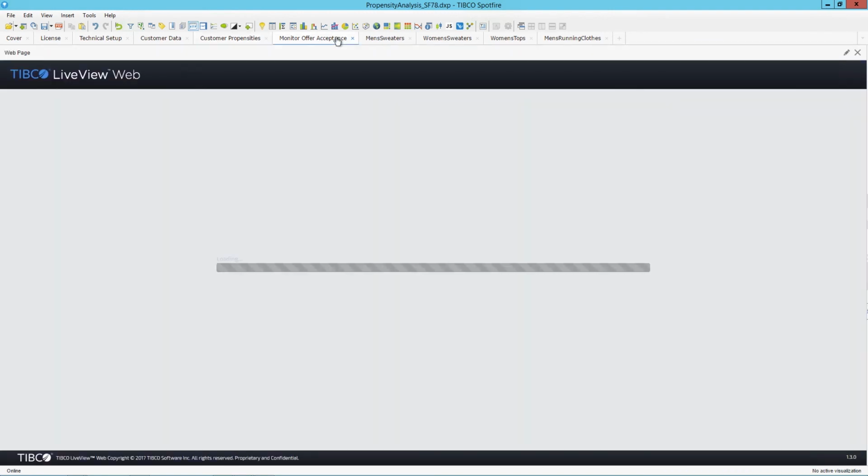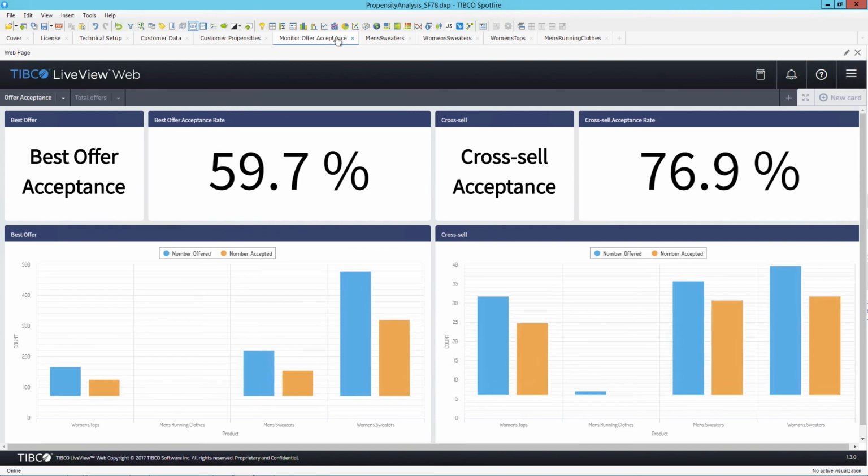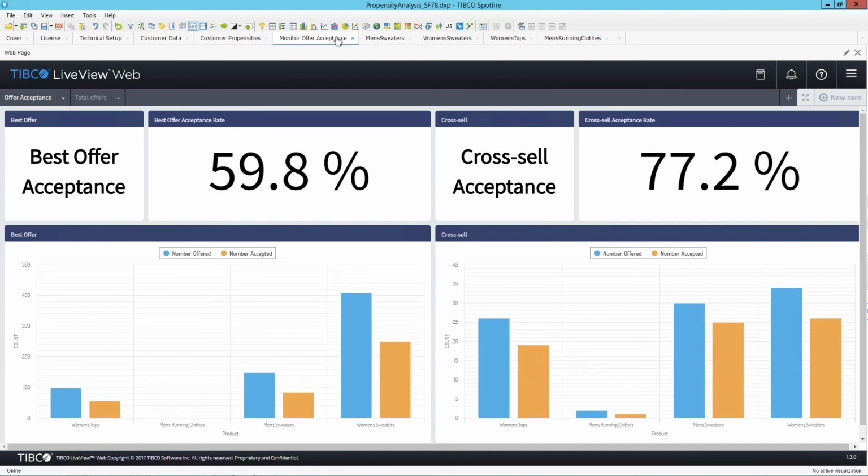On the live monitoring dashboard, we can monitor the offers as they are made. How many best offers and cross-sell offers are there, and what is the acceptance rate? What is the breakdown by products? We see a number of offers being made for each product. The numbers for men's running clothes are still low because we have only just added it to the campaign.